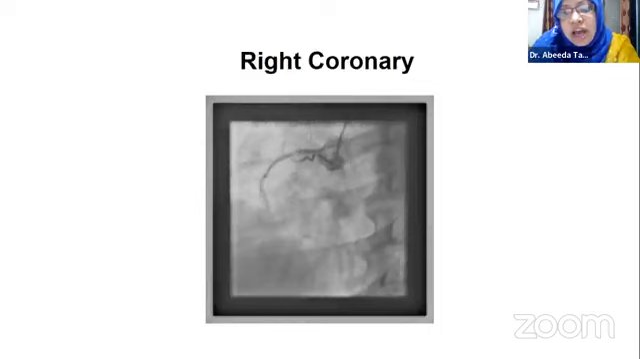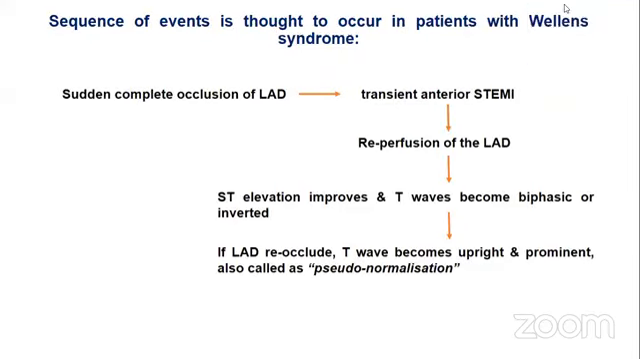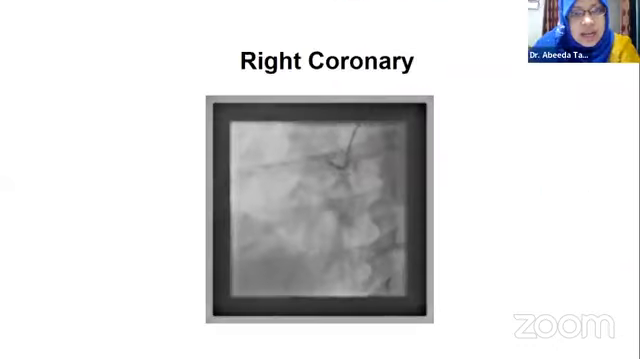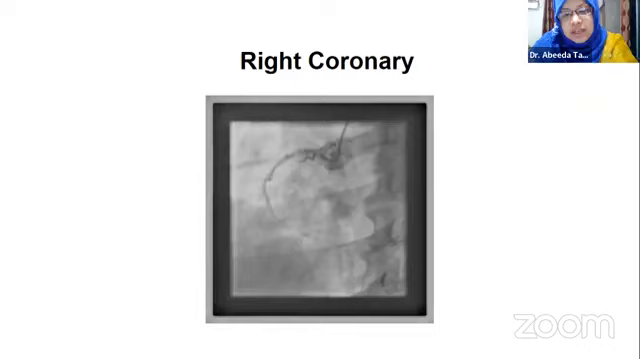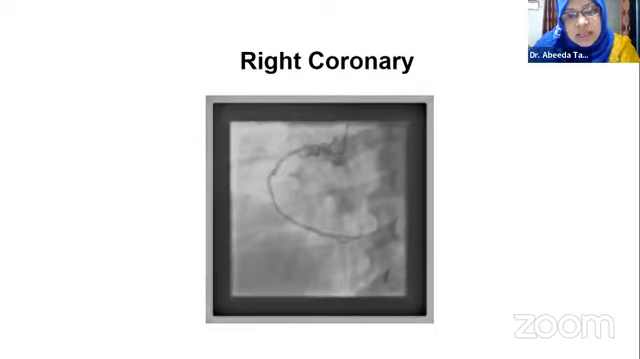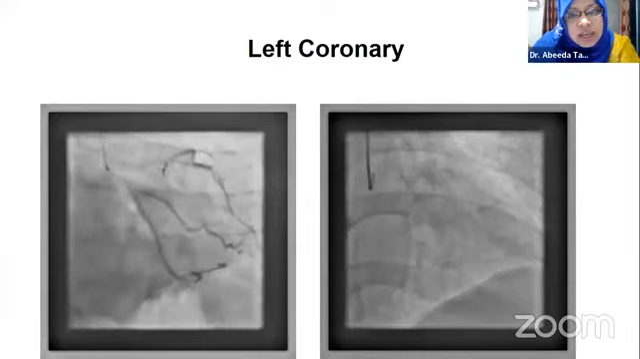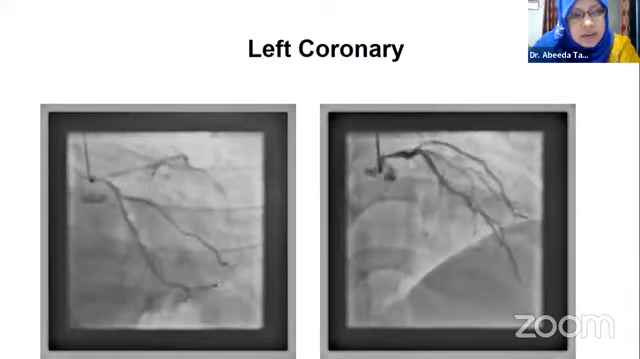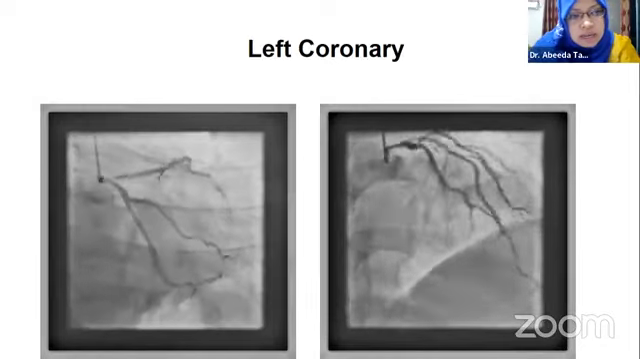So it indicates that the LAD is unstable. We took the patient immediately to the cath lab and did the angiogram because the patient's symptoms increased again. Here we can see the patent stent is present in the right coronary artery, and here we can see there is a lesion in the ostial proximal LAD.